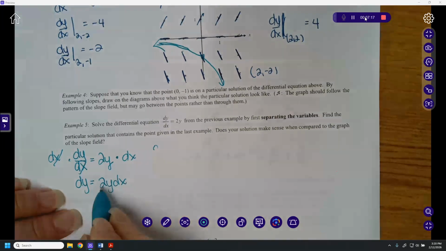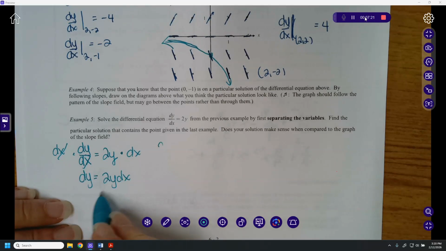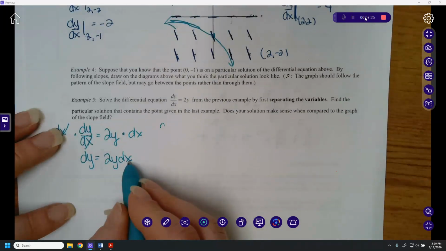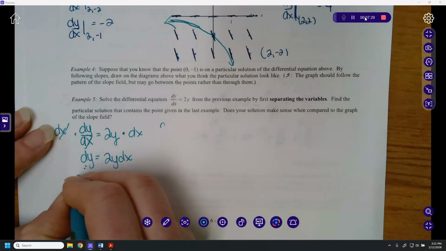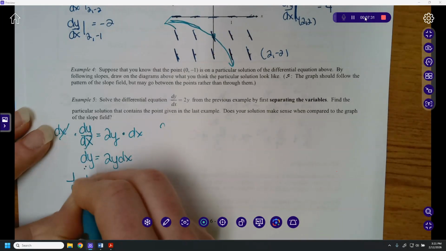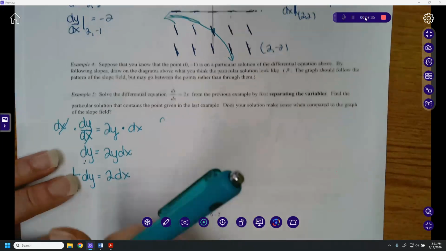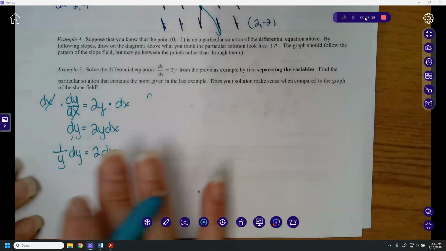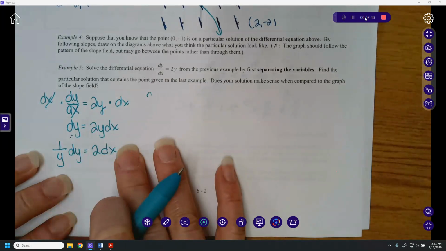I'm going to then leave the 2 here. You don't have to, but you could bring the 2 with the y. You're going to get the same answer either way. But I'm going to leave the 2 with the dx, and I'm going to move the y to the other side. That means I'm going to divide by y, or multiply by 1 over y. And over here, I just have 2 dx. This is what we call the separation of variables. I pulled the y over here. Now, if there were an x with this, we'd leave it over here with this.